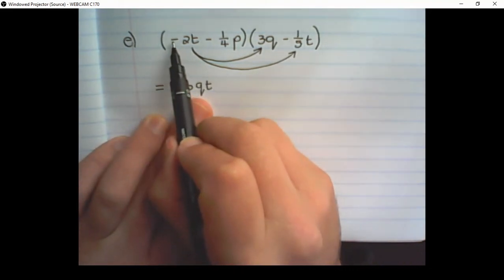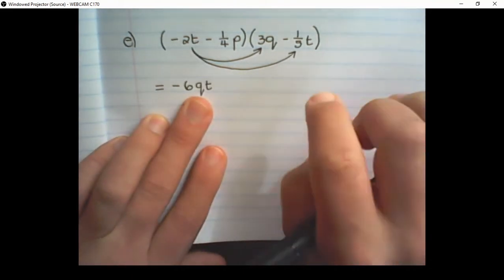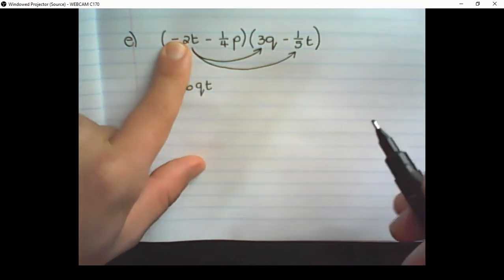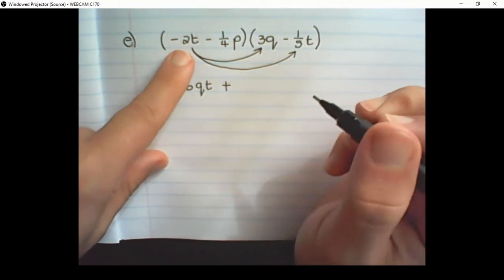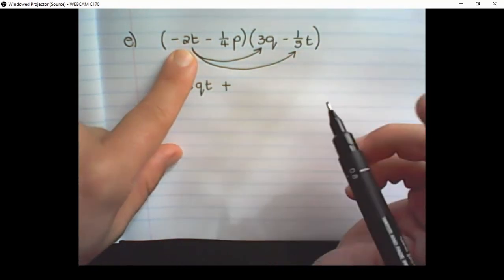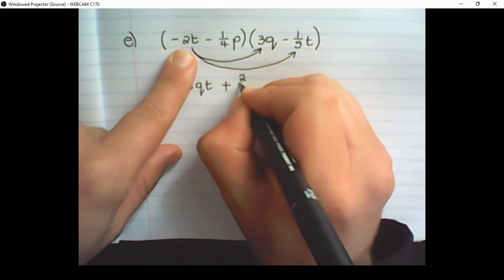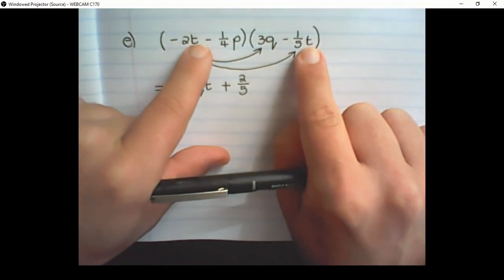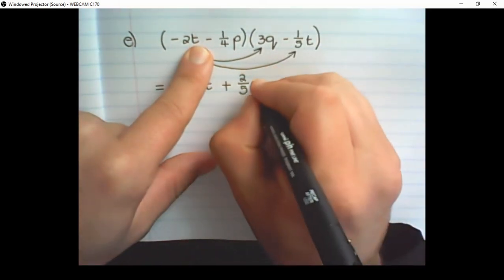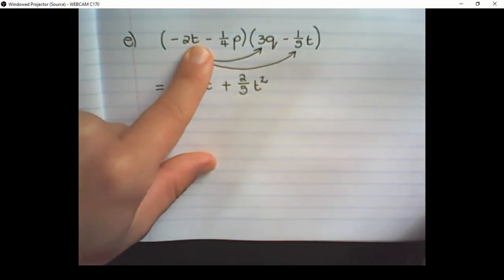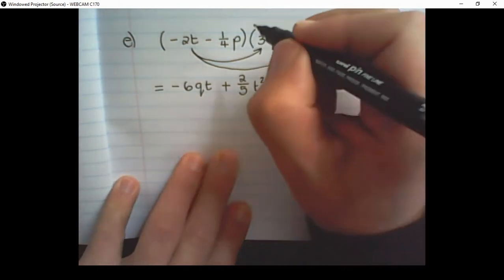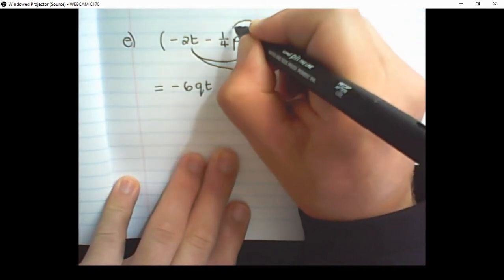Now we have a negative 2t times negative 1 over 5t. A negative times a negative will give us a positive. 2 times 1 over 5 is 2 over 5. t times t. Now because the variable is the same, we can say that becomes t squared. Now we have multiplied negative 2t with everything in the bracket on the right. We can move on to the negative a quarter p.